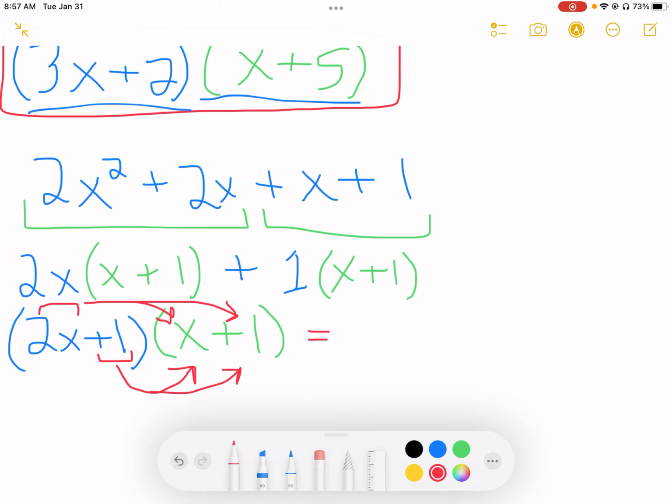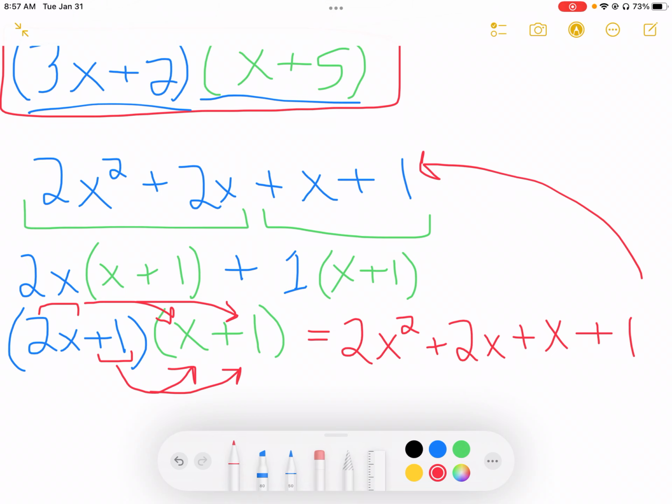Now for my 1 here, I'm going to multiply it by my x and then multiply it by my 1. So 2x times x will give me 2x squared, and then 2x times 1 will give me plus 2x. And then my 1 times my x, so I'm looking at my bottom arrows now, I'll have plus x, and then plus 1. Now you can see I have exactly the same thing I have here.